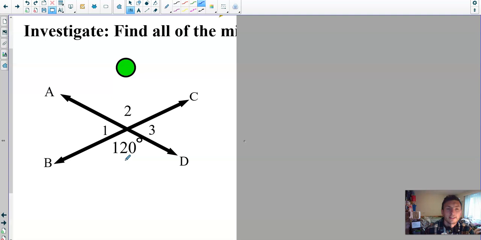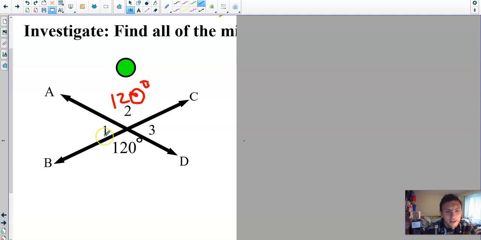You need to start hearing the vocabulary, you need to start using it yourself, and you need to start understanding how to make sentences with that vocabulary. Angle 2 and angle 4 are across from each other, so they're called vertical angles. We know that vertical angles are equal. So this one right here is also 120 degrees. Sorry for the sloppiness.